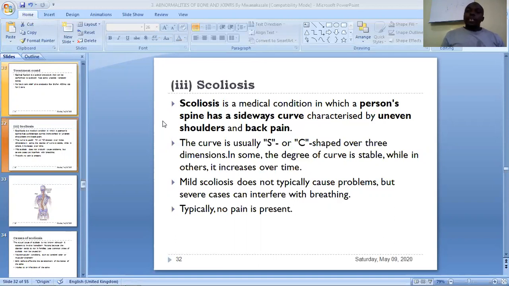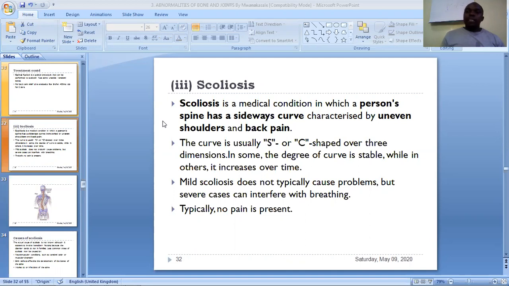We introduced certain terminologies that are used in orthopedics and orthopedic nursing. We also looked at the principles that are supposed to be considered in orthopedic nursing. We further introduced the topic. Therefore, today we'll go a little bit down.